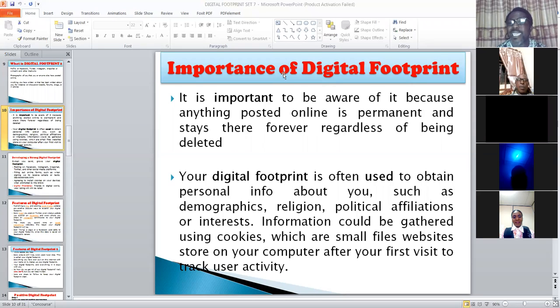Even if you try to delete, even if you think you have deleted, some people say I've deleted it, I've changed my phone. No, it's permanent. You can't delete it. You can't change your phone. The deleting is on your side. You only deleted it from your own side. That's the only thing you did.